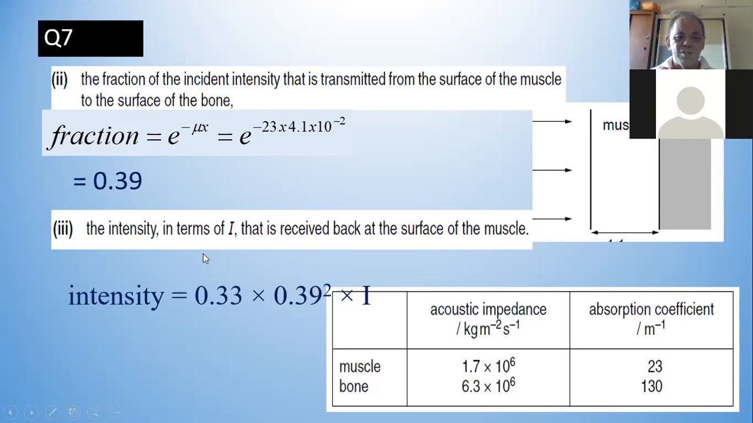So there's your 0.3, there's your reflection, and then there are two absorptions, 0.39 times 0.39, and there's the intensity entering it. They don't expect you to derive the formula. Just remember that this is the absorption, and this value is the reflection at this bone-muscle boundary. That's what we get. Very low intensity.